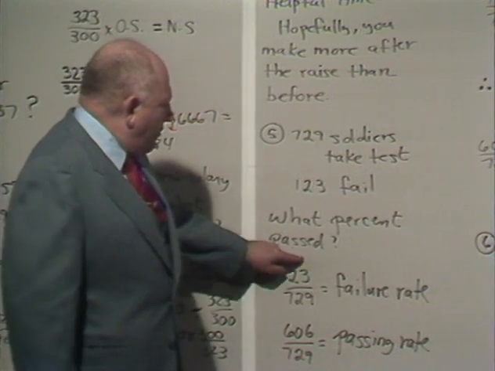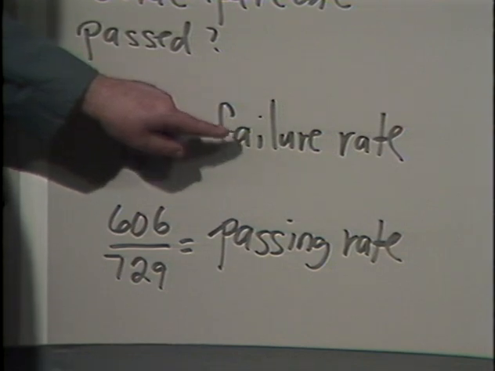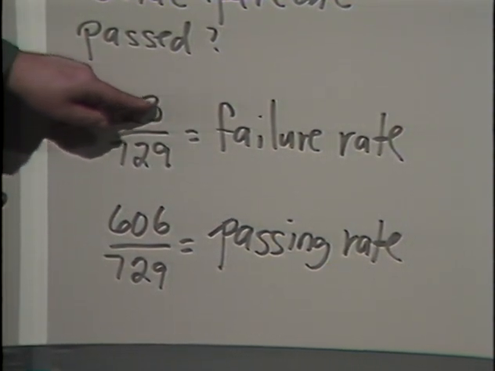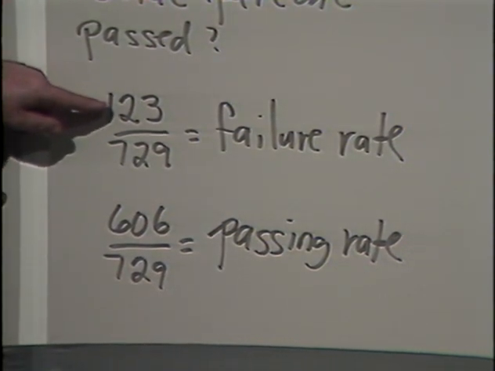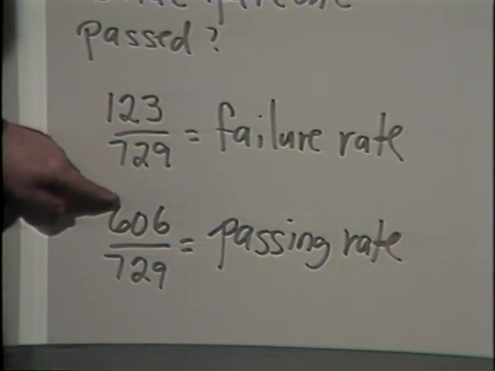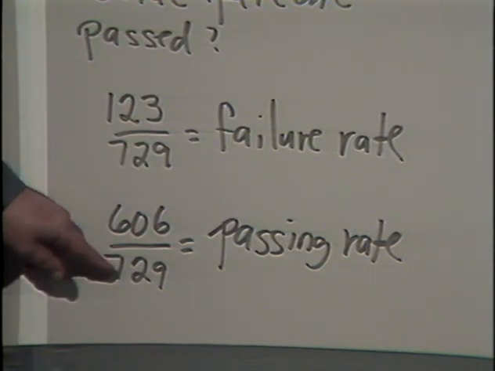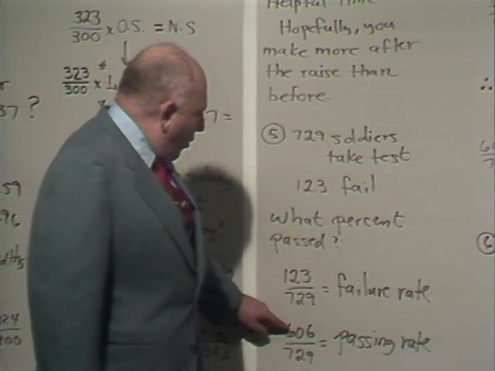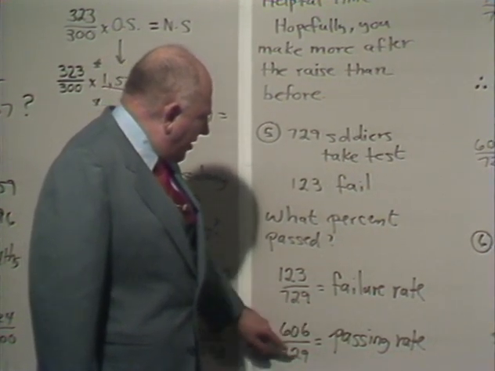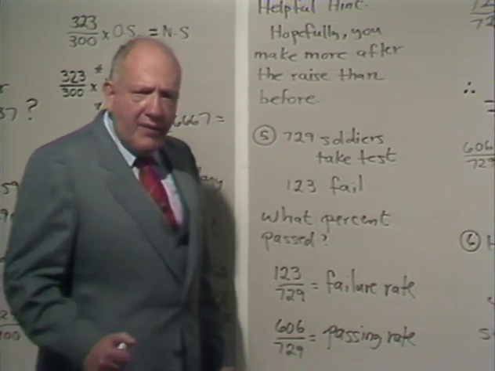You see, the failure rate was 123 out of the 729. Since either a person failed or they passed, if 123 failed, the difference between 729 and 123 must be the number that passed. So the failure rate is 123 out of 729. The passing rate is 606 out of 729. Now you have to read the problem to see which they want done over here. They want the passing rate. So what you want to know is, at a rate of 606 out of 729, how much is that out of each 100? See, out of 100%.